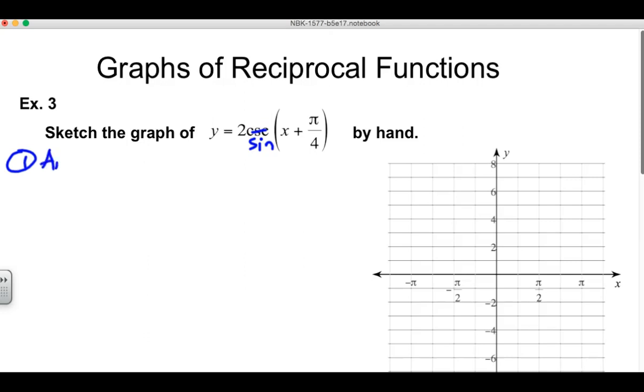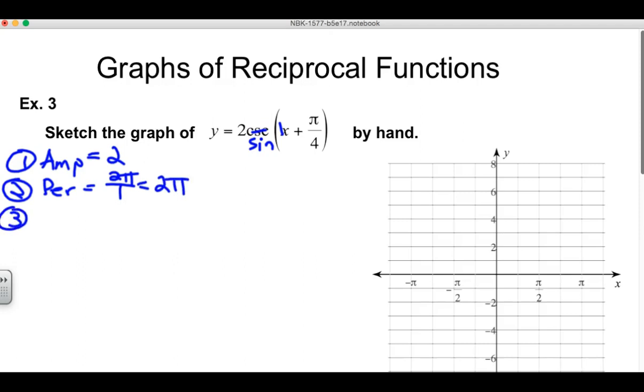First step is what's your amplitude. Identify that, it's 2. Second step is find your period. And for sine and cosine, we do 2 pi divided by b. Remember, tangent's pi divided by b. Right here, b is just 1, right? So we're going to divide 2 pi by 1. Our period is still 2 pi.